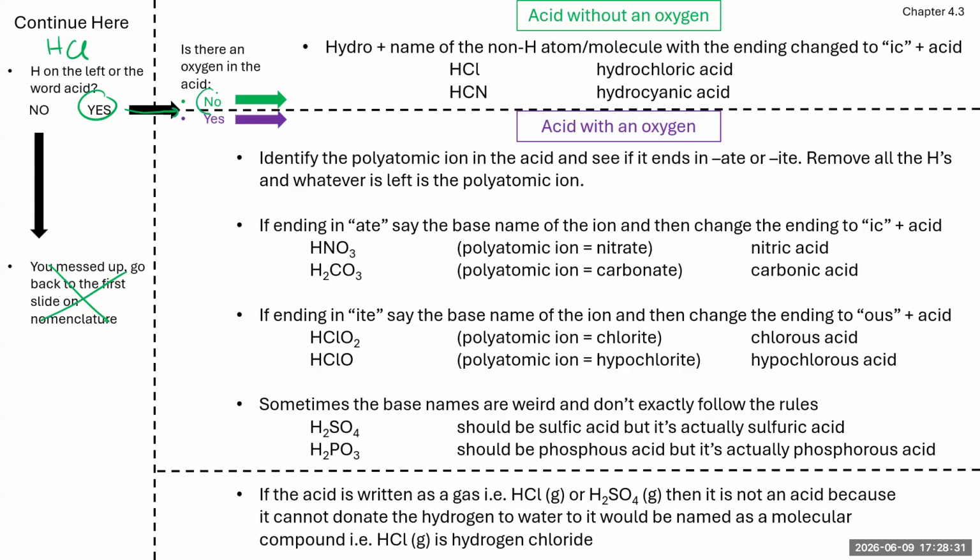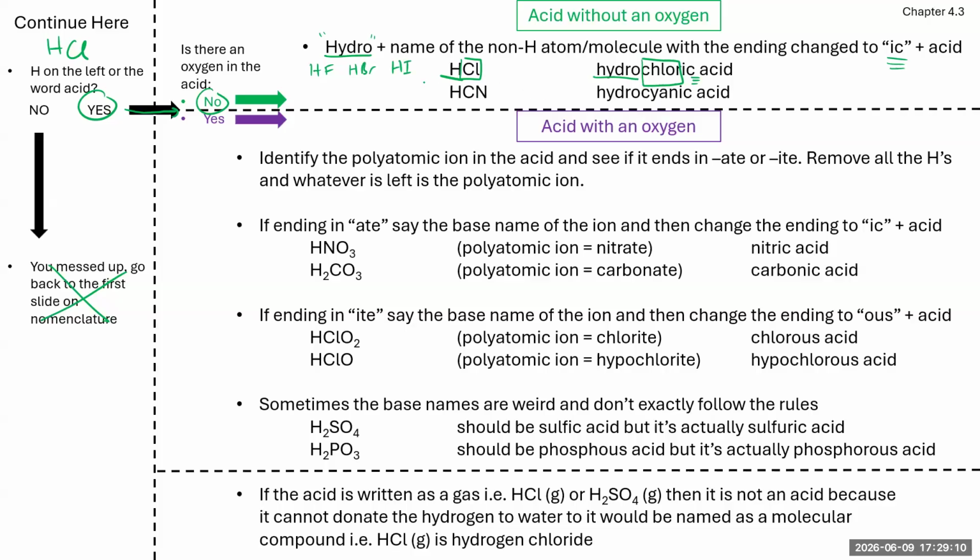Is there oxygen in the acid? No. So you just say the word hydro, the name of the non-H atom or molecule, with the ending changed to -ic acid. So hydro, chlorine, so we say chlor-ic acid. All right, so we could do hydrofluoric, HF, hydrobromic, hydroiodic acid.